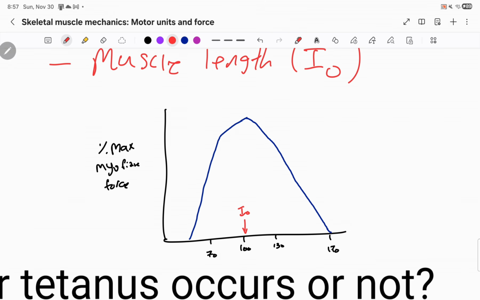In the body, the resting muscle length is when the muscle's not actively contracting or passively stretched. This is already the case, okay? So for example, optimal muscle length in the biceps would be like 90 degrees, okay?